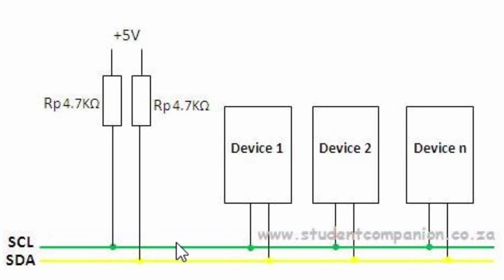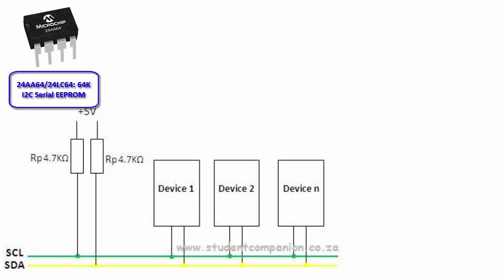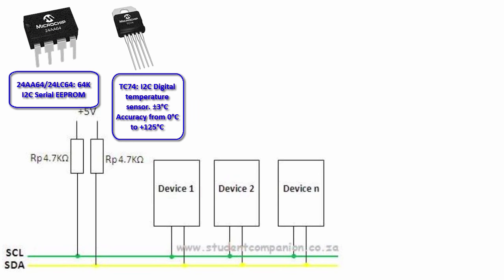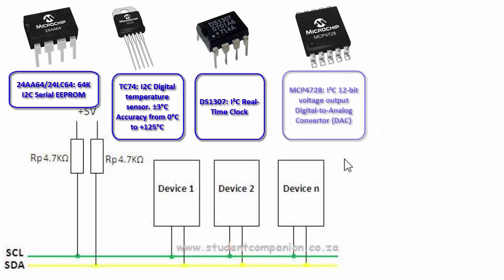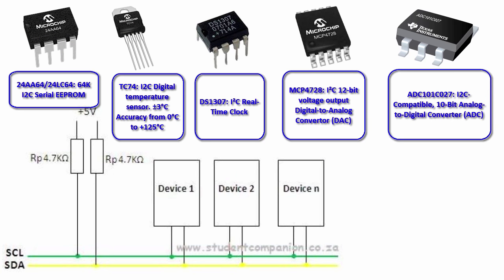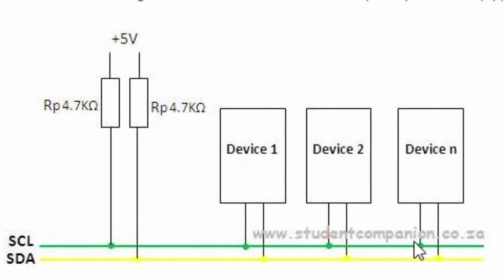The I2C bus is suitable when the microcontroller and the device with which it should exchange data are in close proximity, like on the same PC board. These devices can be memory modules, like the 24AA serial EEPROM. They can also be temperature sensors, like the TC74. They could be real-time clocks, like the popular DS1307. They could also be digital-to-analog converters, analog-to-digital converters, input-output expanders, and so on. So these devices can basically be anything.